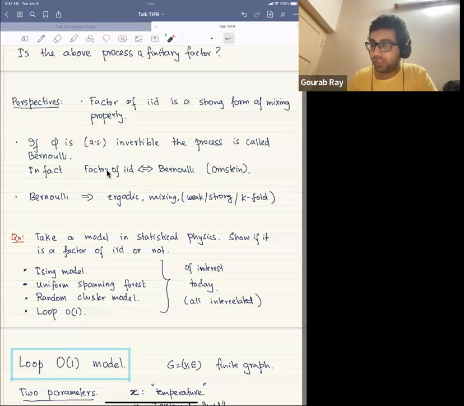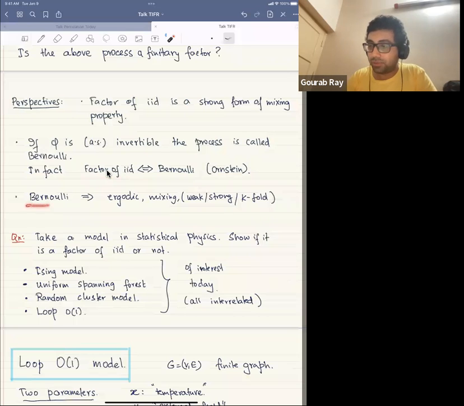Sometimes people in ergodic theory talk about Bernoulli processes, and it's really a factor of an IID process, but this function phi is invertible. In fact, it's not much different from a factor of an IID process, because we have a choice of the IID process that we can take. So if something is a factor of IID, then you can also show that it's Bernoulli. That's a result of Ornstein.